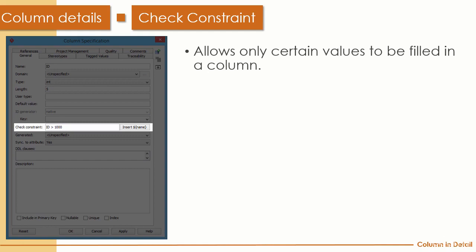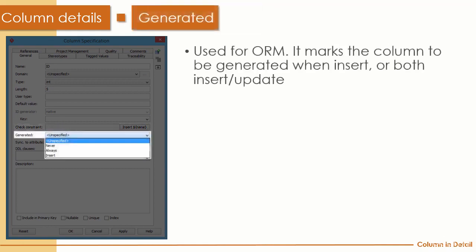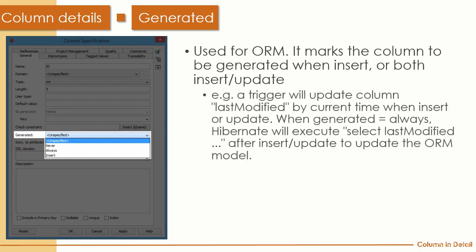If the value does not fall in this range, this constraint, then you will get exceptions when you insert data into the table. The generated property is only used for the ORM, more specifically Hibernate. When you use Hibernate, you can instruct Hibernate: if you set it to always, then no matter whether you update the row or insert the row, this column will be set as last modified. So it's used when you use Hibernate. We will cover Hibernate later on in this training.